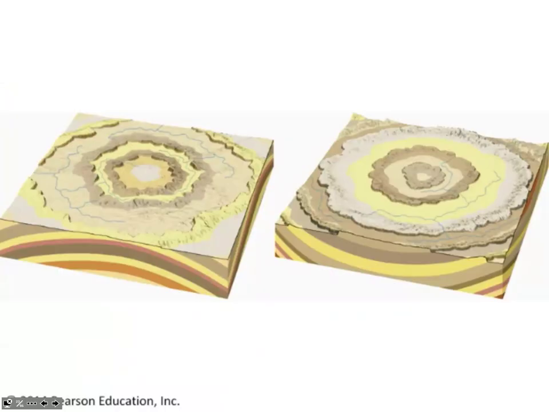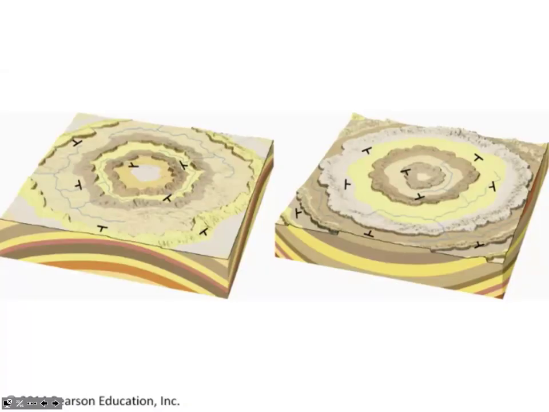The example on the left is a dome. The example on the right is a basin. You'll notice that the dome is arched upwards in the middle, and the basin is arched downwards in the middle. If you put some strike and dip symbols on these diagrams, they would look something like this.